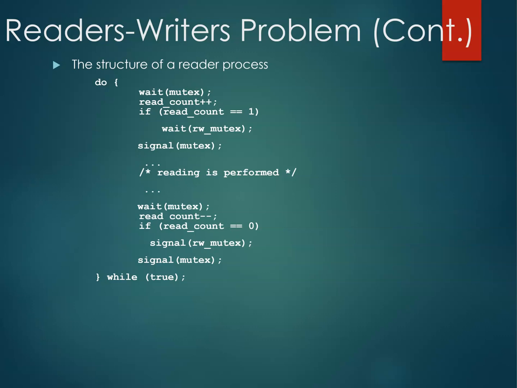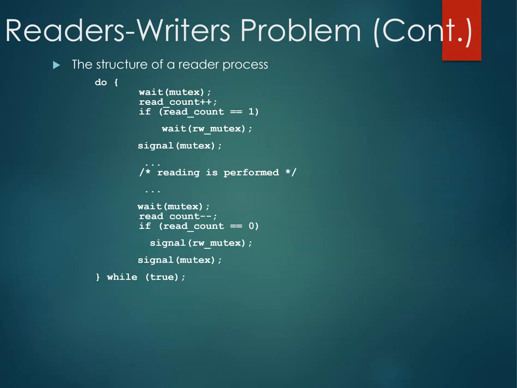Reading is performed. We then wait on the mutex again. We change our count and keep it safe, and then we free the mutex. Again, the point to note here is that we capture and protect every piece of critical data. We protect the attempt to call read and write, and we protect the count variable when we modify it.